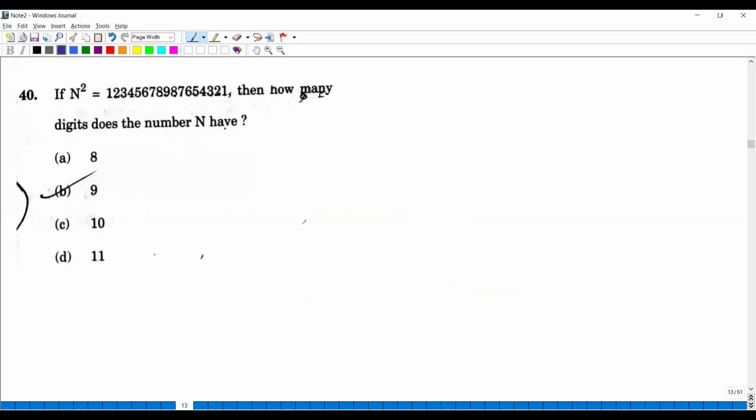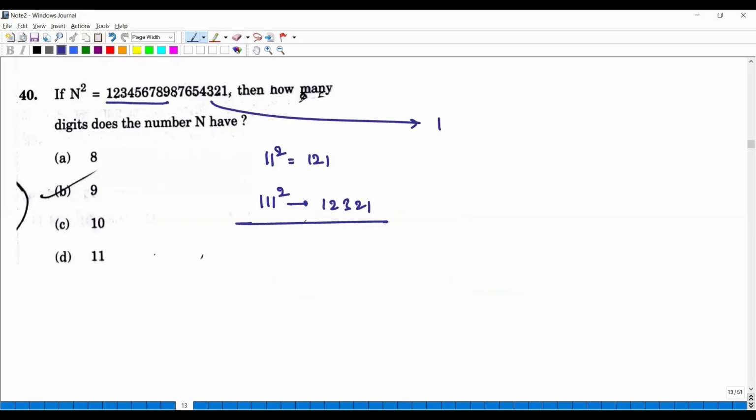And this one is a standard pattern. If you take 11 square, 121. If you take triple one square, it is 1, 2, 3, 2, 1, and so on like that. So you have up to 9. So it is the square of 1 comes 9 times, whole square. So then how many digits does the number n have? So number n will have 9 digits.